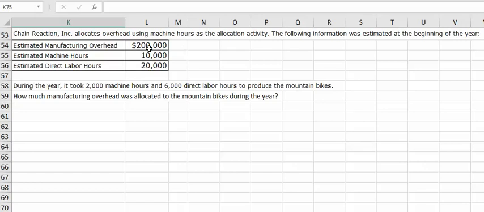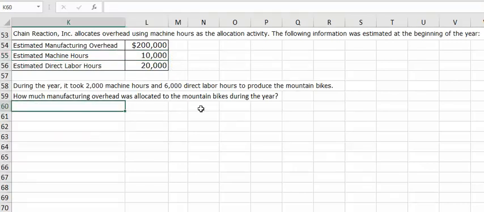So that 200,000 we're going to allocate using the machine hours, and they estimate that the machines will run 10,000 hours. Now they could have used direct labor costs if they felt like the overhead was more related to having employees. The fact that they use machine hours indicates that most of these overhead costs are driven by the running of a machine. All right, so how much goes to the mountain bikes?